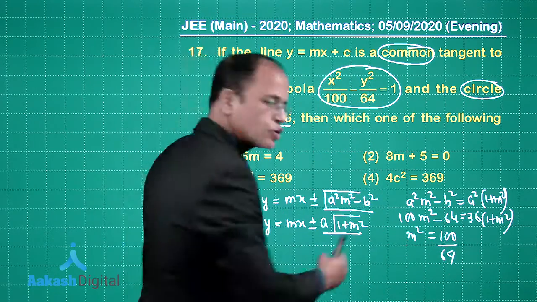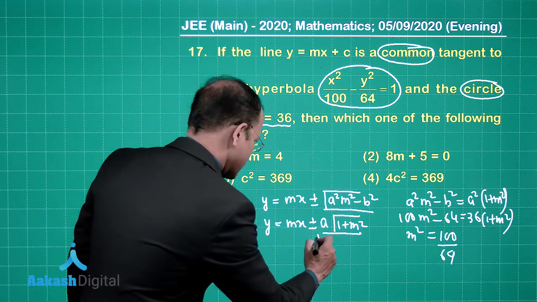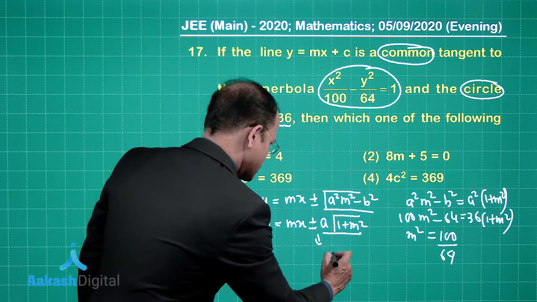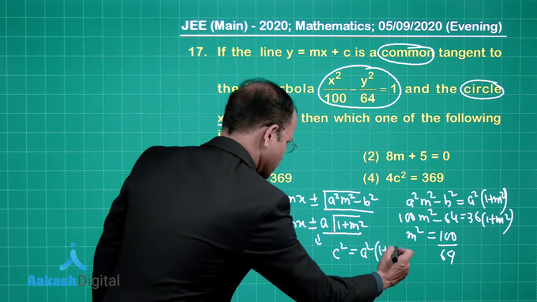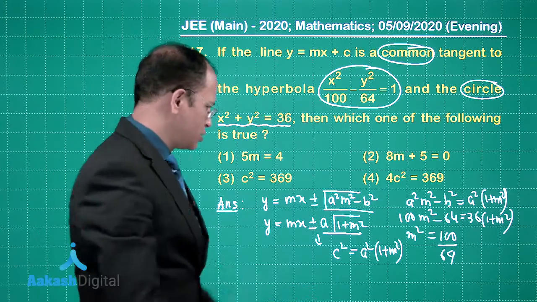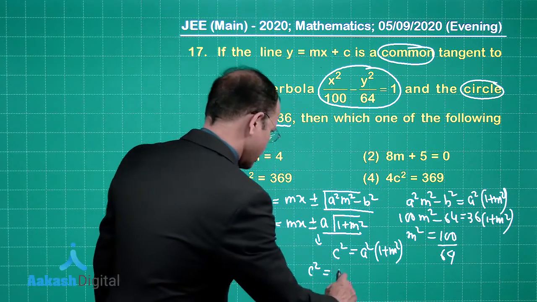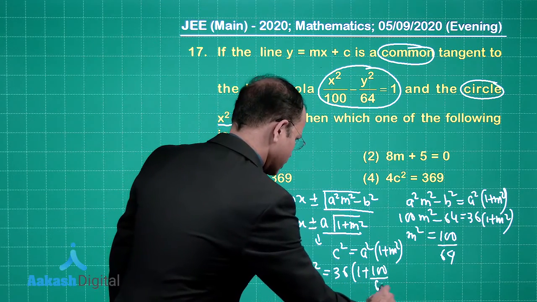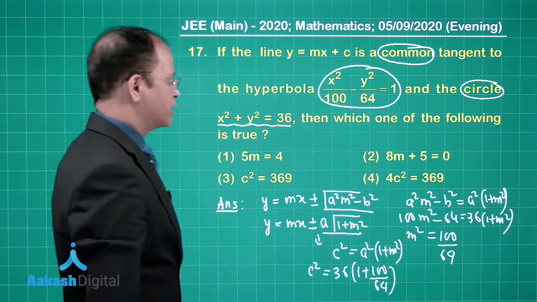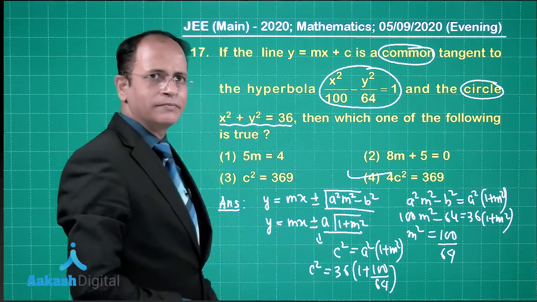So once we get m square is equal to 100 upon 64, we can just put the values here itself. So what we get c square is equal to, say, a square 1 plus m square, right? So this is the circle I'm talking about. So that means c square is coming out to be, a square is what? 36 we have. So 36 times 1 plus 100 upon 64 we have. So just simplify this part. Once you simplify, we get this expression to be the correct one.